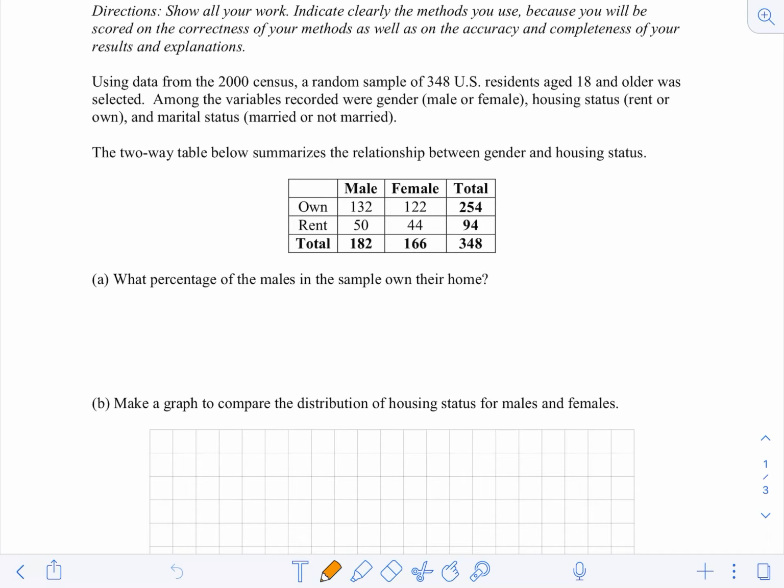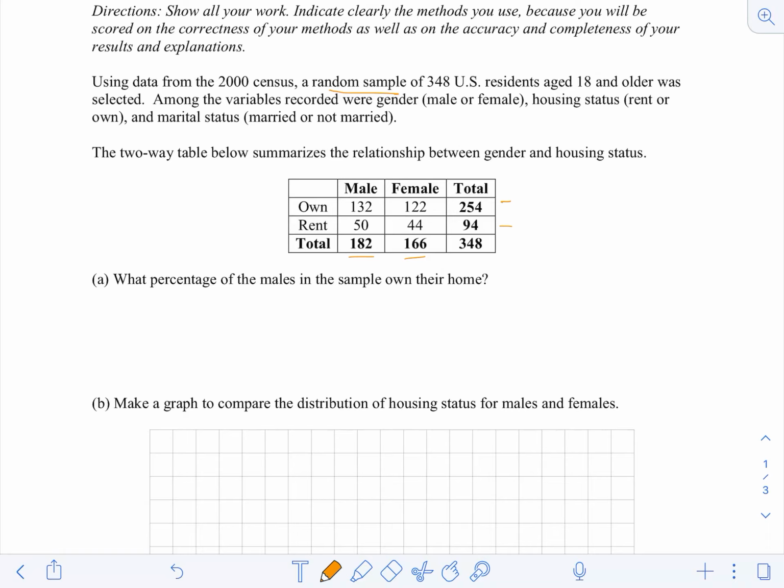Using data from a 2,000 sentence random sample, ooh, that's a pretty big deal, of 348 U.S. residents aged 18 and older was selected. Among the variables recorded were gender, male or female, housing status, rent or own, and marital status, married or not married. There's a two-way table that summarizes the relationship between gender and housing status. We can see a little bit more males than females were surveyed, and a lot more own than rent their homes.